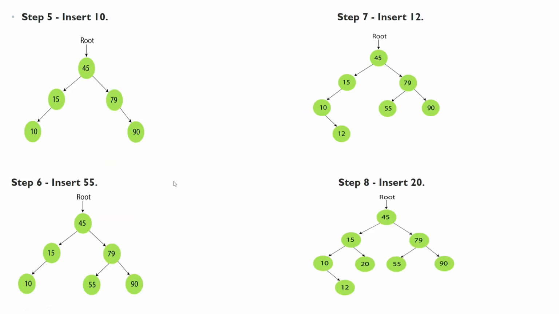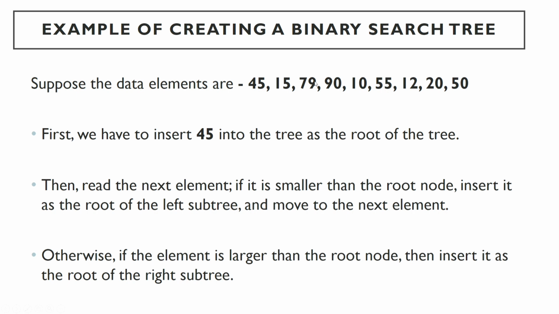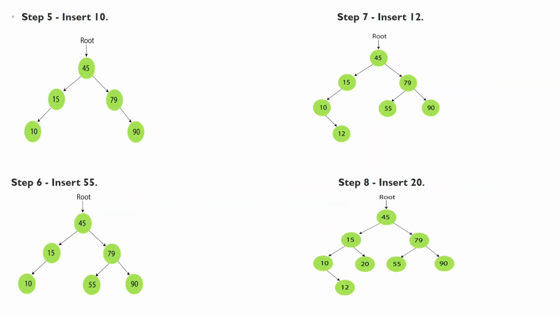Step 5 will be, after 90 we have to insert 10 and 55. So 10 will be inserted after 15 because 10 is smaller than 45 and 15. So it will be inserted as the left subtree of 15.